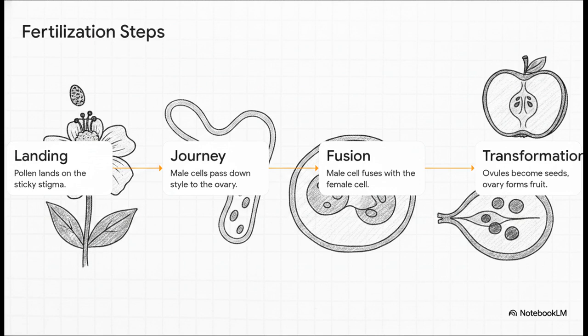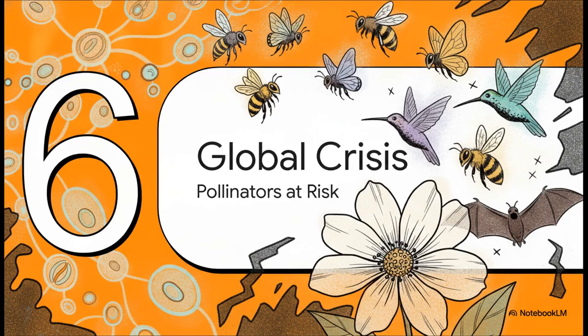Once they're there, the real magic happens. The male cell fuses with the female cell inside the ovule. This exact fusion is what we call fertilization. After this takes place, the ovules change into seeds, and the surrounding ovary actually swells up, transforming into the very fruits that we eat.